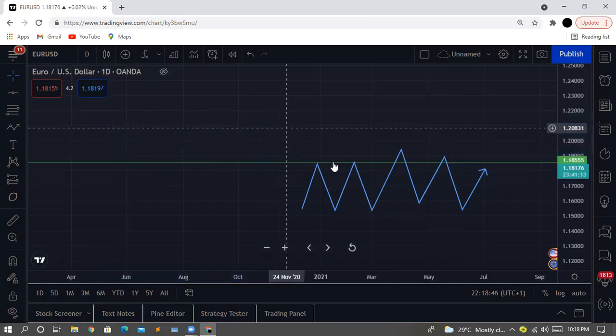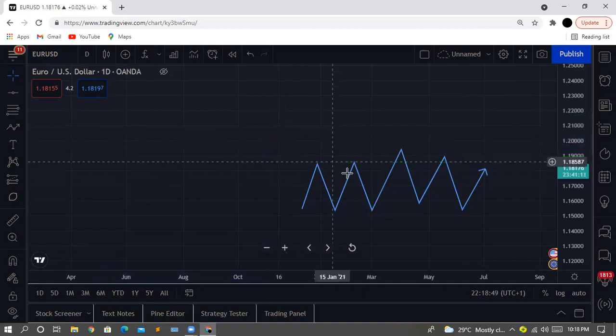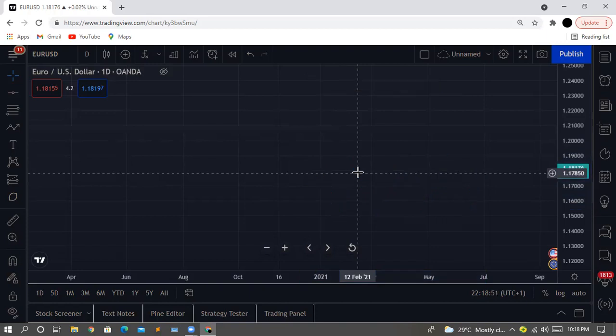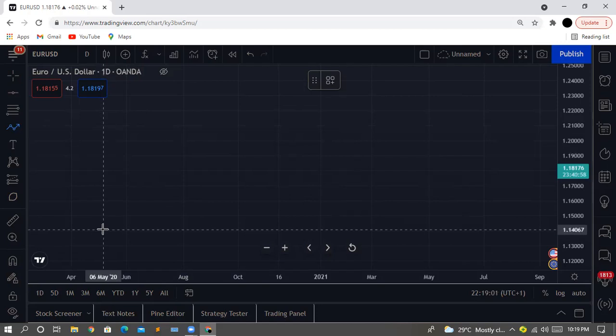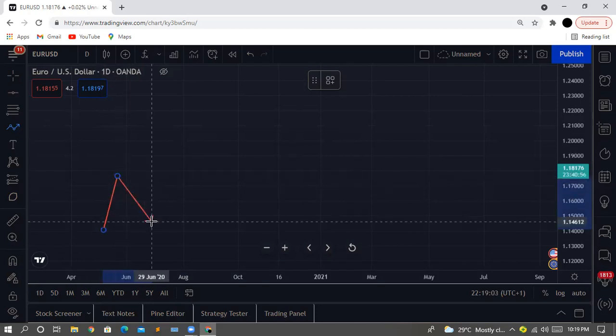So this is horizontal support and resistance. We can also have diagonal support and resistance. In our previous video, I spoke about this. Let's just continue. You can have a diagonal support and resistance.